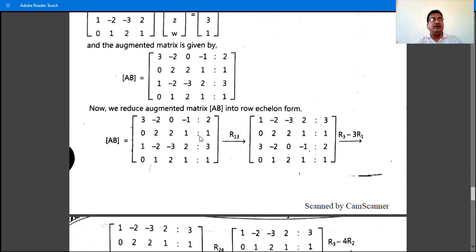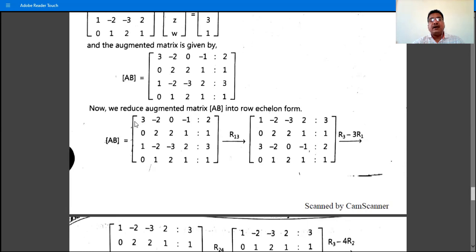So there are 3 types of elementary row transformations. By using those 3 elementary row transformations, reduce the augmented matrix to row echelon form. So this is the matrix AB. Then the first operation is R13, because we have to reduce this 3 element to 1.